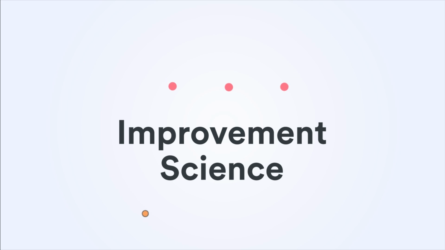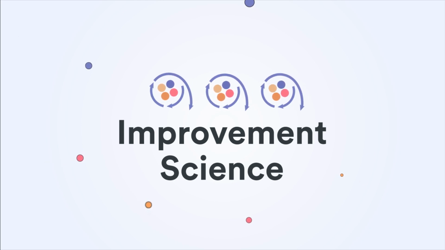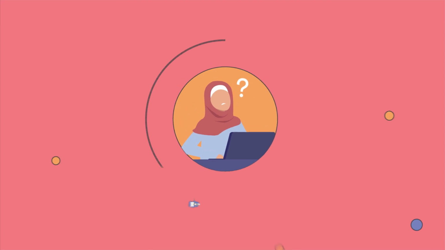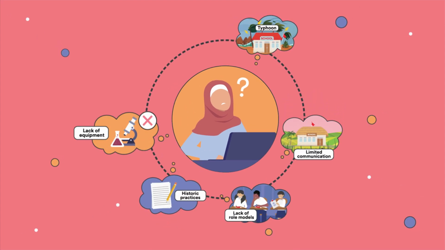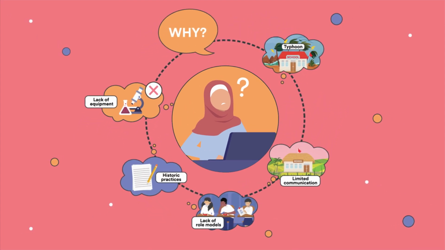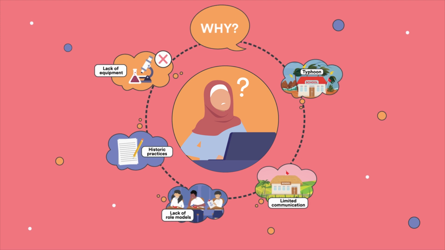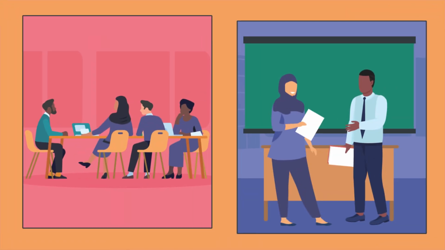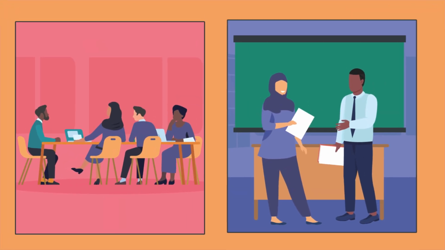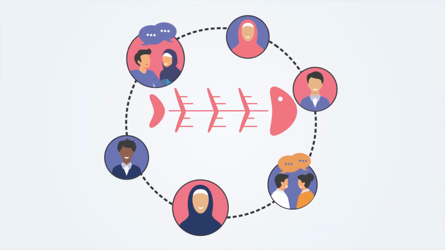Key activities in improvement science are identifying and analyzing a problem. To start, identify a problem and ask why. Think about all the possible reasons for this problem. Talk with colleagues, especially those who are close to the problem. A simple tool can help you to do this analysis.